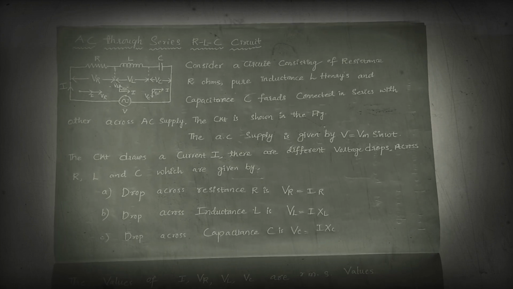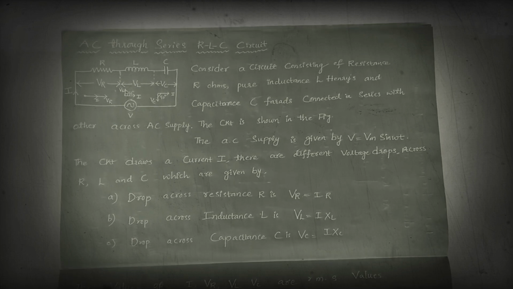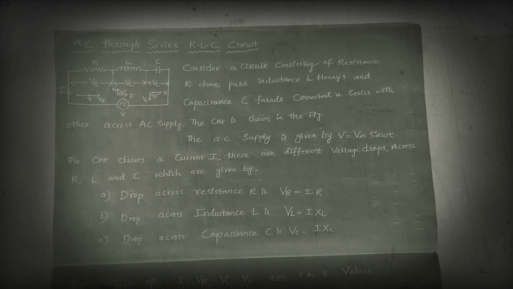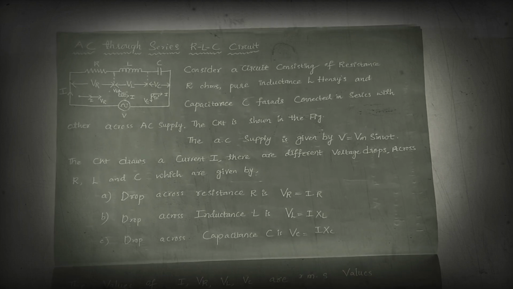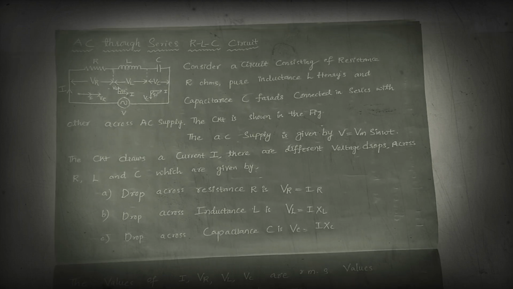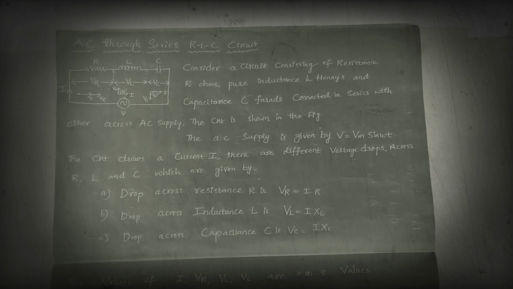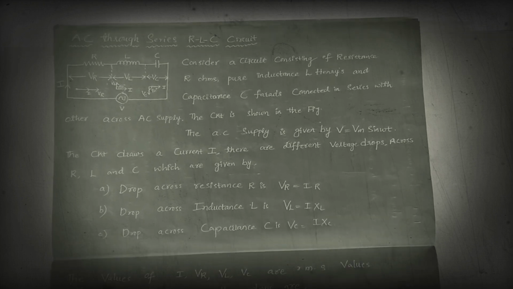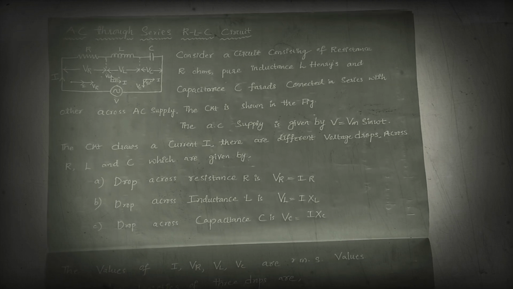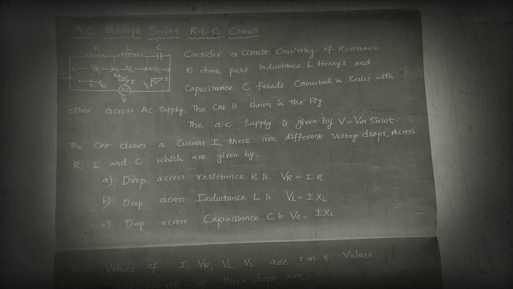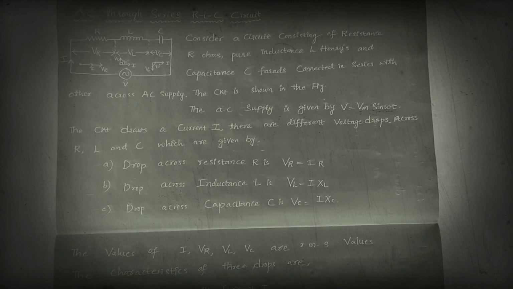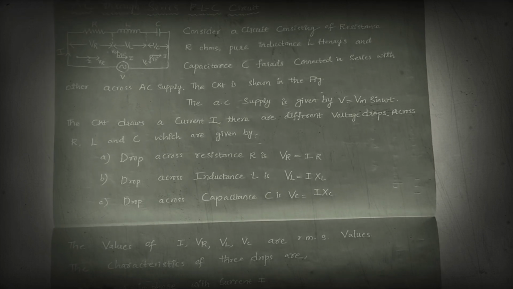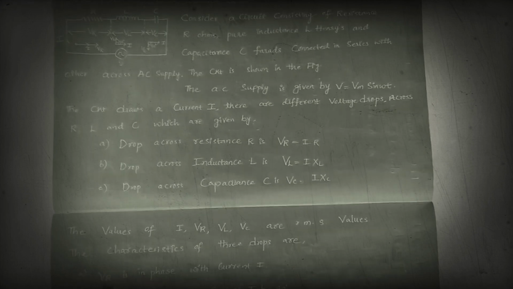You can see here a resistor, inductor, and capacitor. The three elements are connected in series across a supply voltage of V, and current I starts flowing through the series AC circuit. The AC supply is given by V equals Vm sin omega t. The circuit draws a current I. There are different voltage drops across R, L, and C, which are given by.